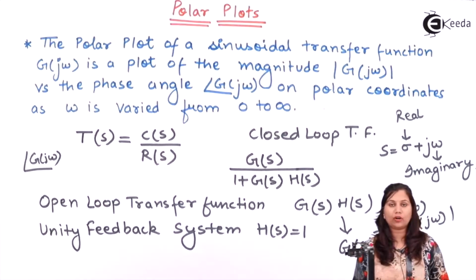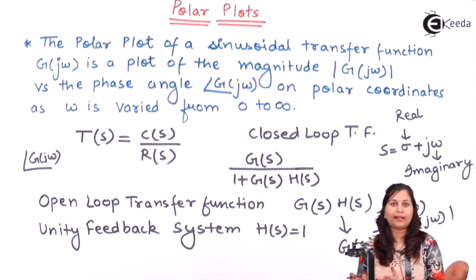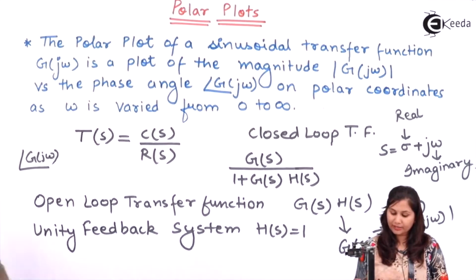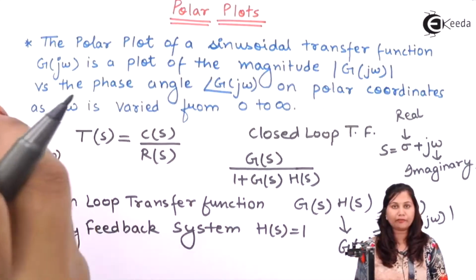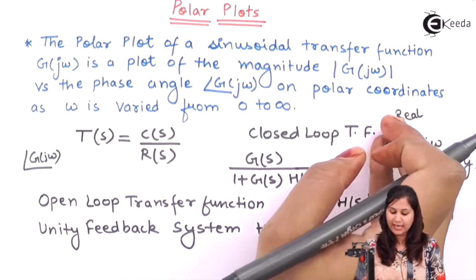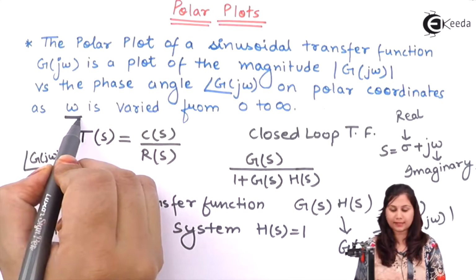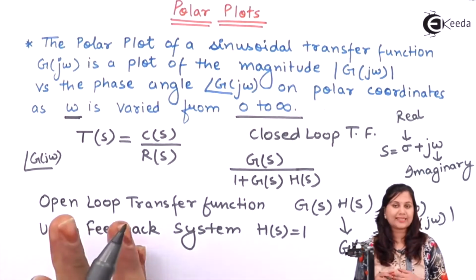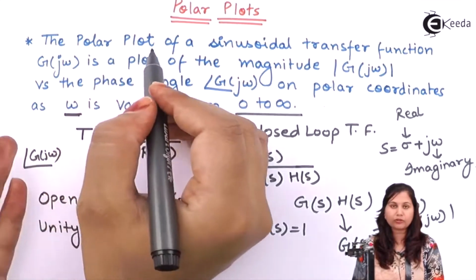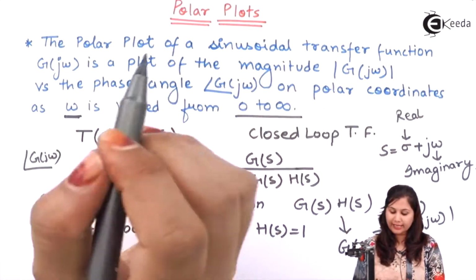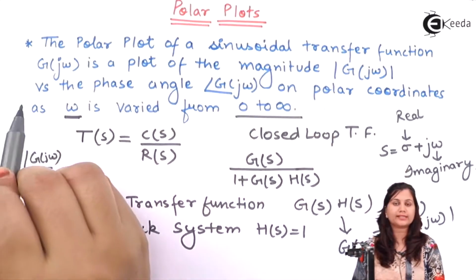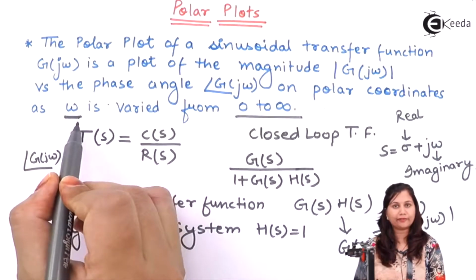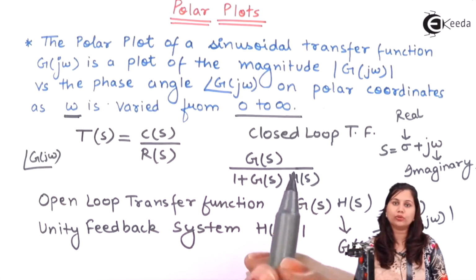So what is a polar plot? We are plotting the magnitude and the phase angle of this open loop transfer function of the system on the polar coordinates, and we are varying the frequency of the system from 0 to infinity. So once again, let's summarize. A polar plot of a sinusoidal transfer function is a plot of the magnitude versus the phase angle on the polar coordinates as ω, that is the frequency, is varied from 0 to infinity.